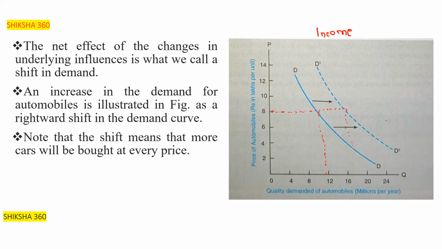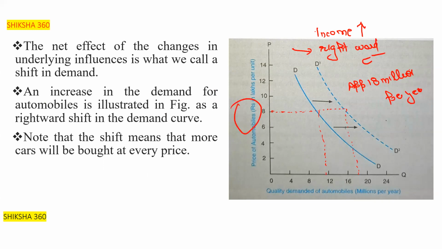If the price of the car is the same 8 lakh, we will see that the quantity demanded is between 16 to 20 million per year, approximately 18 million per year. So as the income level rises, there is a shift in the curve, and that shift is rightward. The price is the same, but due to the rise in the income level, the demand curve shifts towards the right.